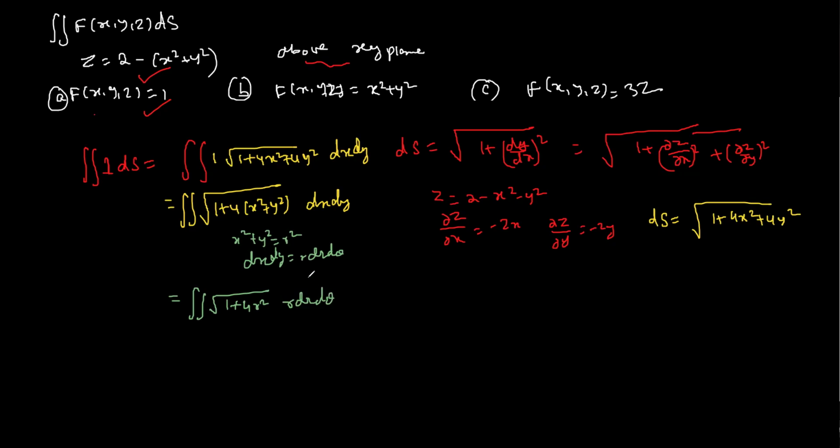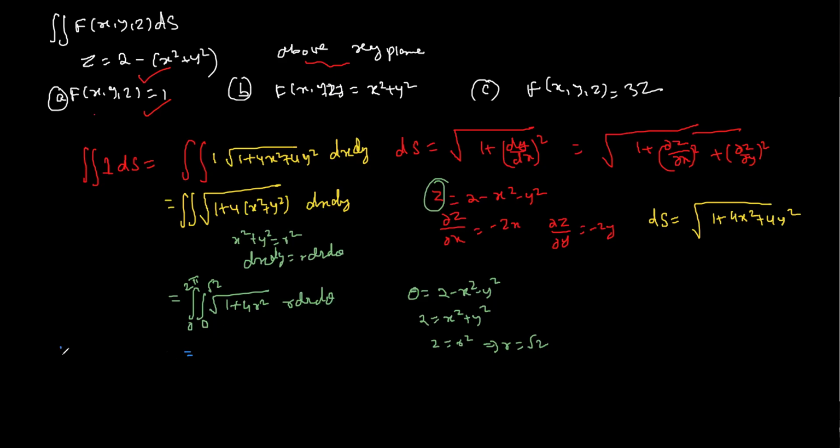Now what is the value of theta? How will you get the limits? Put z equal to 0. When you put z equal to 0, you will get 2 equals x square plus y square, which is r square, so r is root 2. So r goes from 0 to root 2. And what is theta? Since it covers the whole surface, theta will be 0 to 2 pi. Understood? Yes. Now you solve this. How can this be solved?